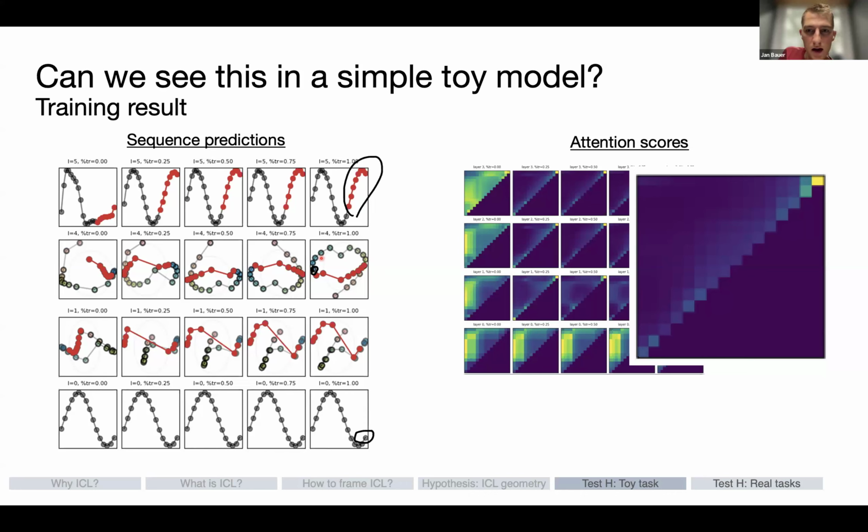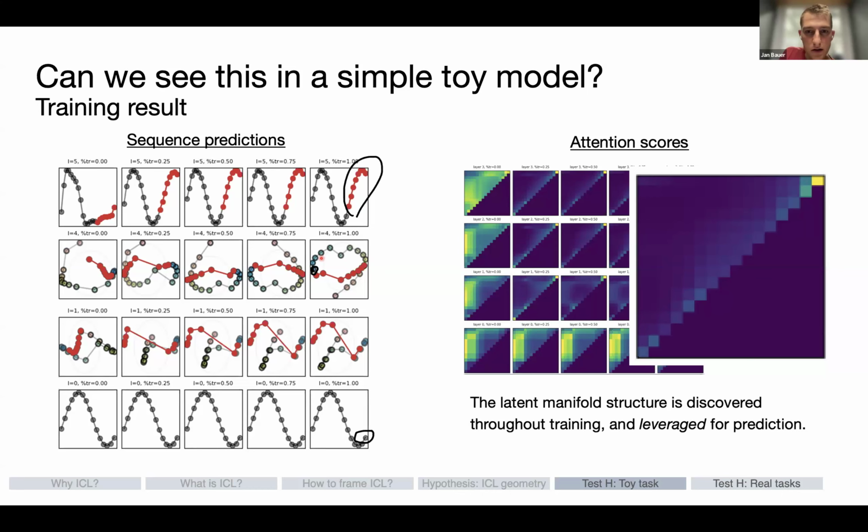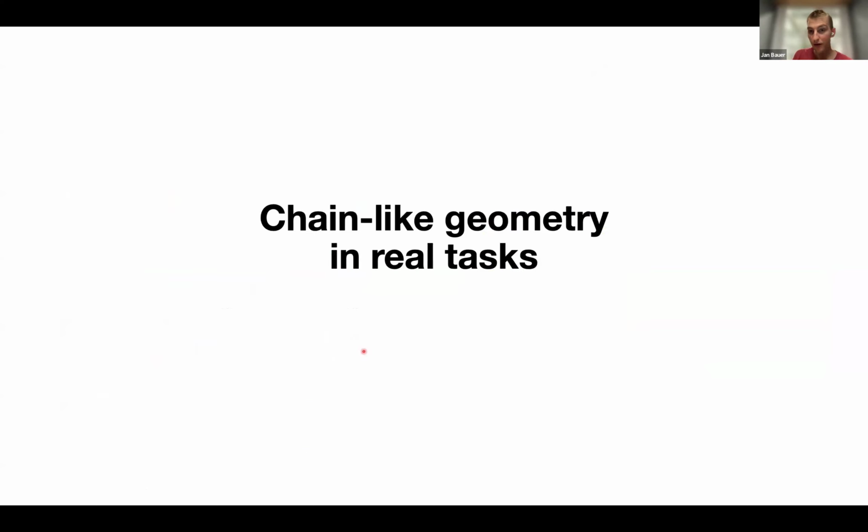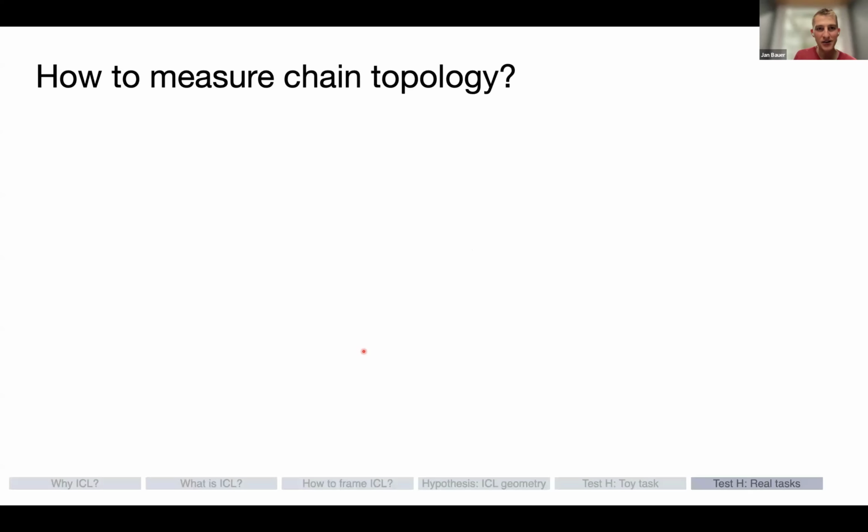Yeah, so this is what we did in this toy model. So here's the summary. Latent manifold structure is discovered during training, and it's also what is leveraged for prediction. So that's the toy task. And we were very encouraged by that and very excited. So we went on to search for really chain-like geometry in real tasks. Now, this turned out to be much harder.